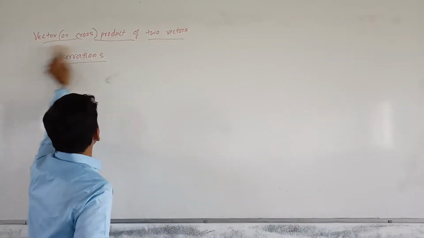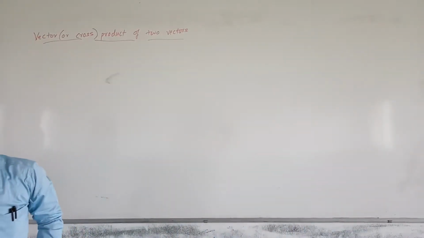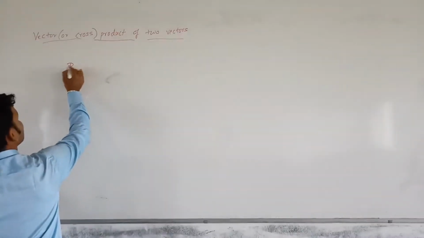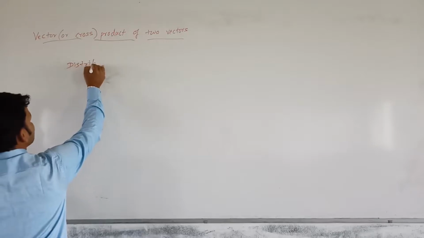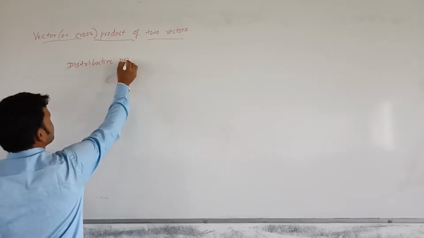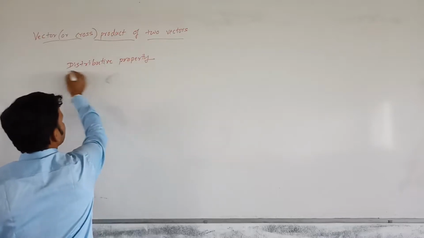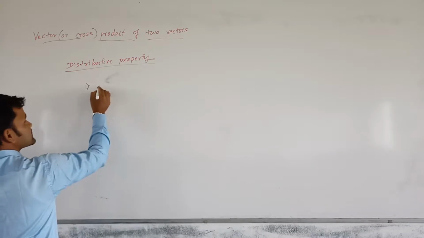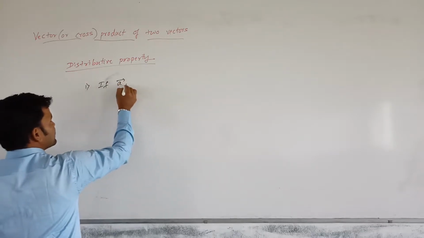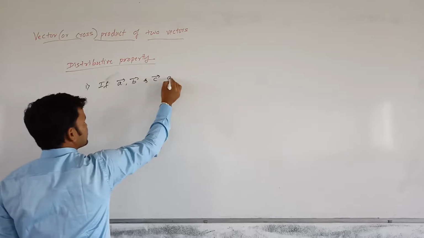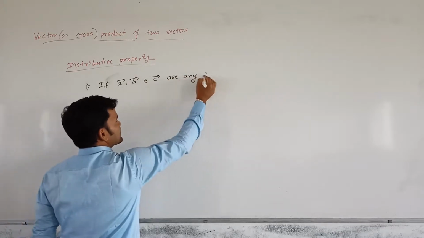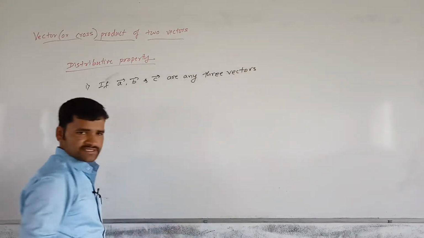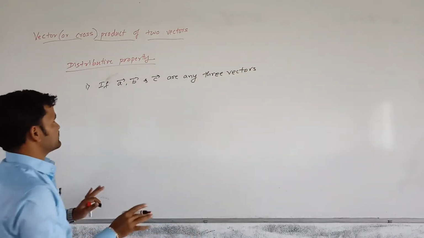Now, one small heading we will take, that is the distributive property of the cross product of two vectors. Distributive property. First one I am saying: if A, B and C are any three vectors, there is no proof for this, you just know how it works.